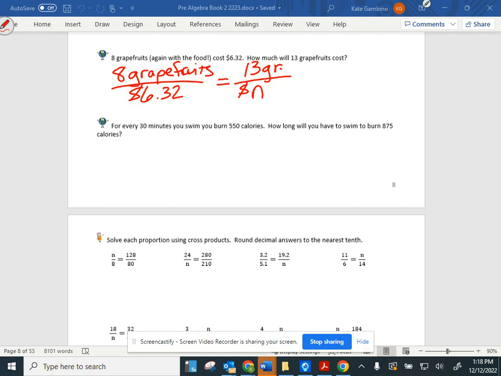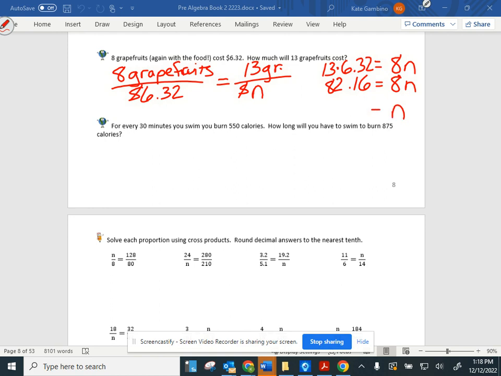13 times 6.32 equals 8 times N. We're setting up our equation. 8 times N. So I have to do 13 times 6.32. What is that? James? 82.16. Say that louder. 82.16.